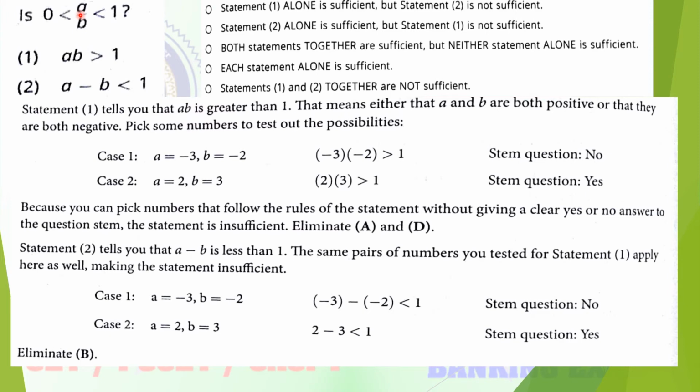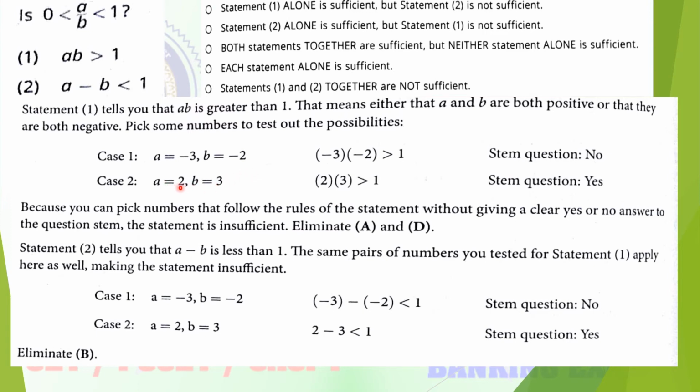So for the first statement, A is minus 3 and B is minus 2. Minus 3 divided by minus 2, minus minus is plus, 3 by 2, so that is greater than 1. You are getting 1.5. So you can tell that it is not in between 0 to 1. So your answer is no. Okay, so go for the next one.